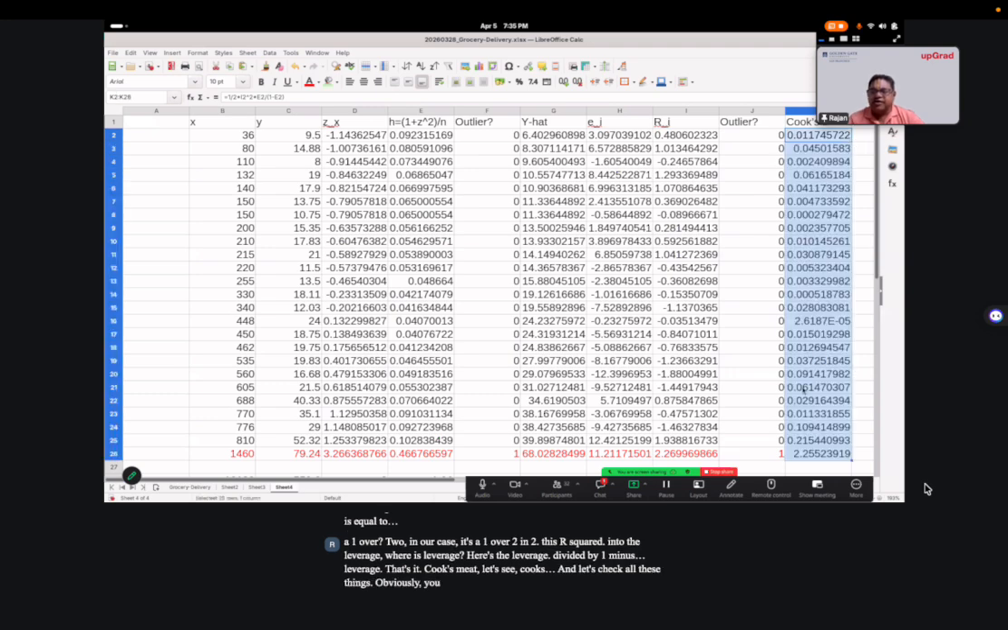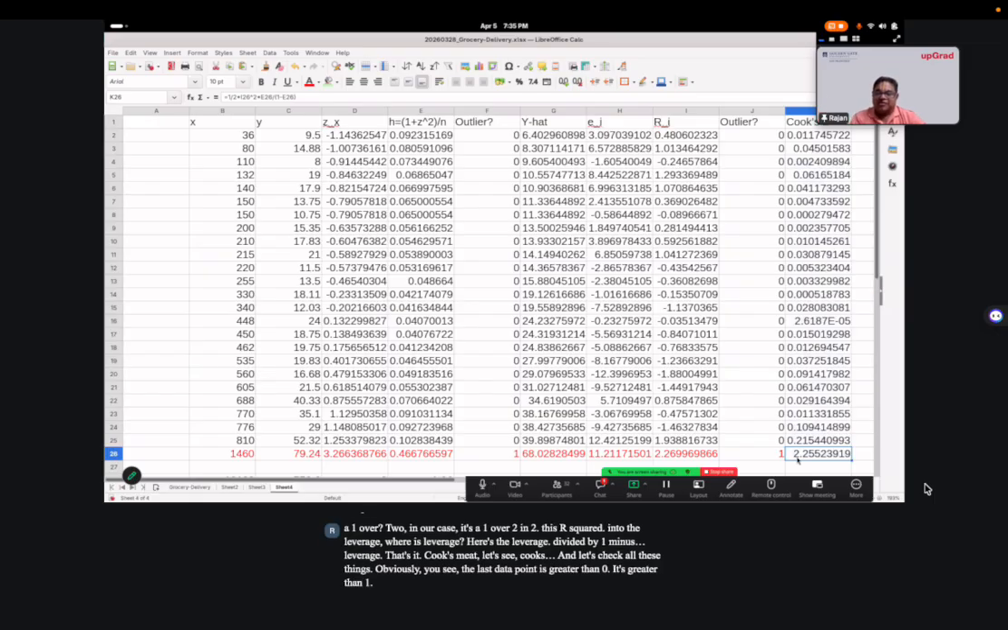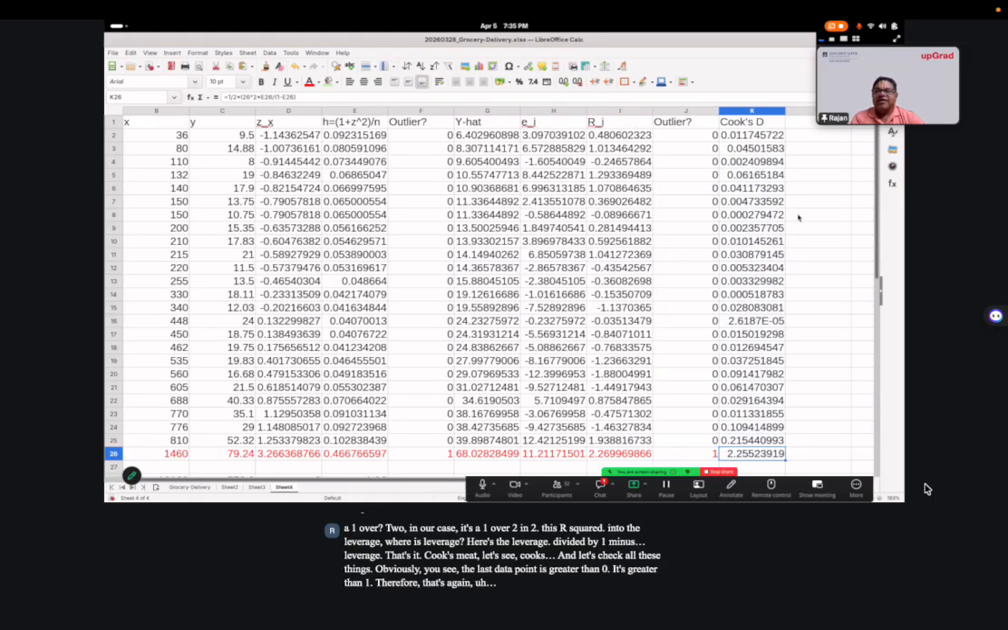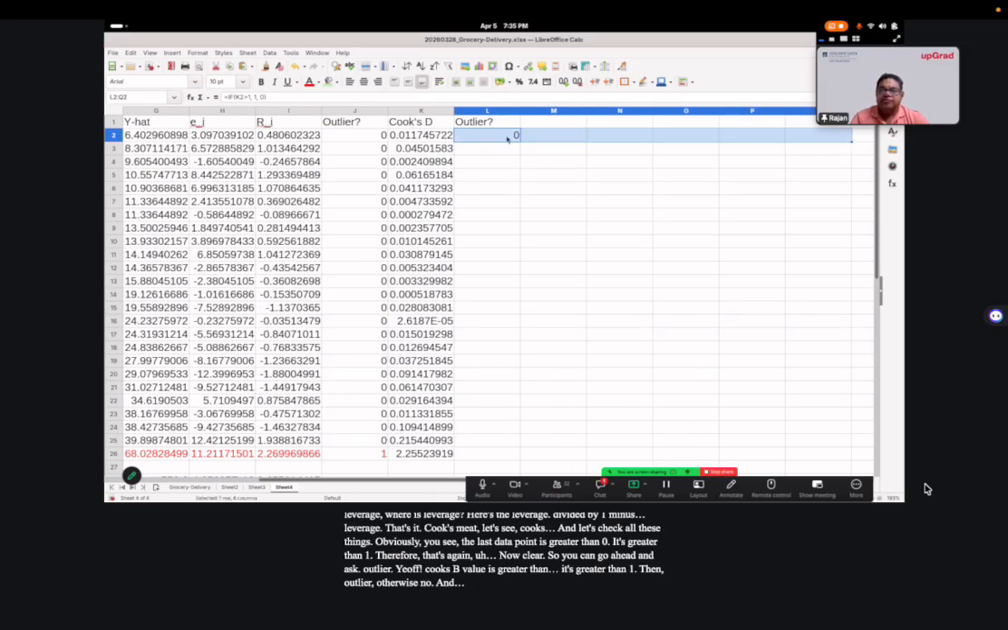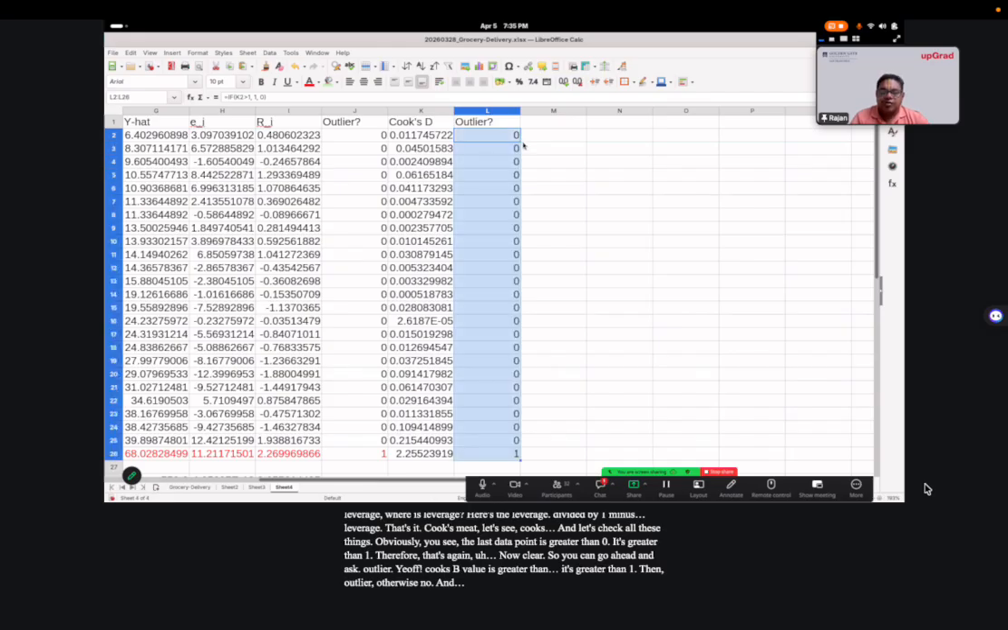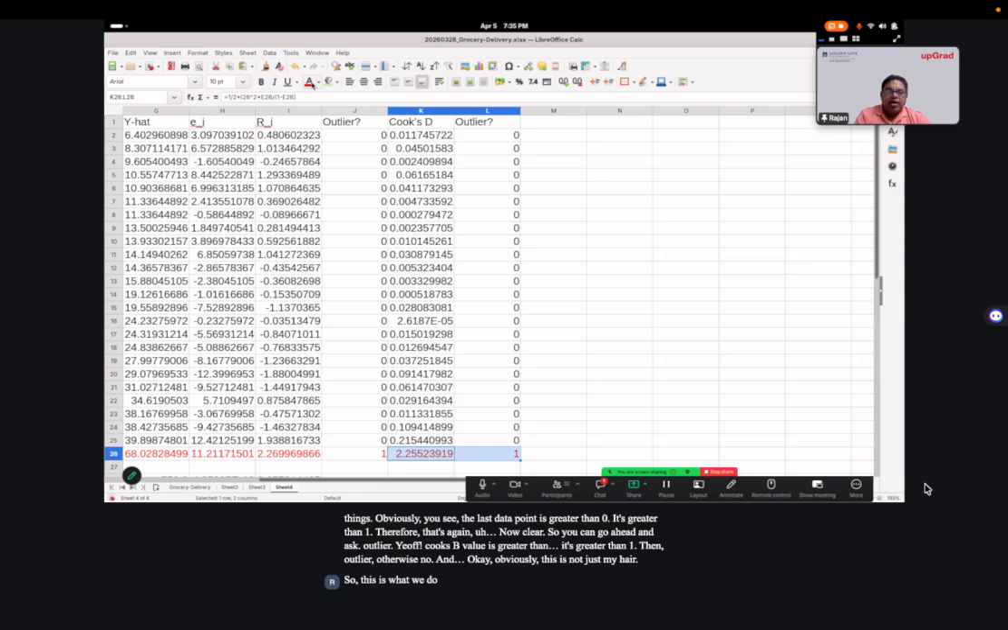Obviously, you see the last data point is greater than 1. Therefore, that's again an outlier. So you can go ahead and ask: if Cook's D value is greater than 1, then outlier, otherwise no. Okay, obviously this also is not right. So this is what we do.